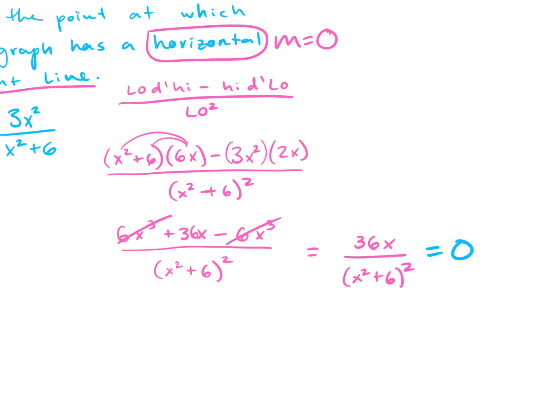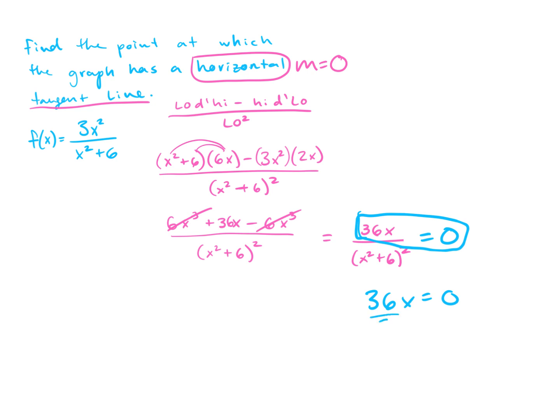How would we solve for x? We can multiply the denominator. When we multiply the denominator to 0, what do we get? 0. So 36x equals 0. So really, we just needed to set the numerator equal to 0. So what does x equal? 0. Good job. Divide by 36.